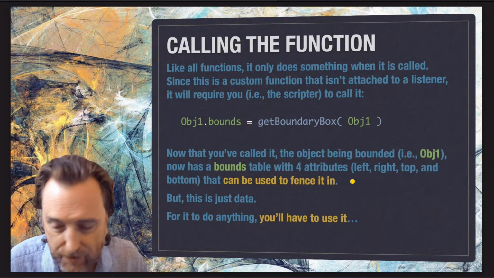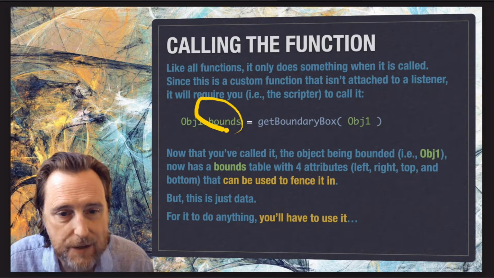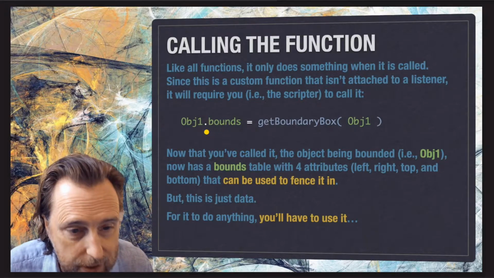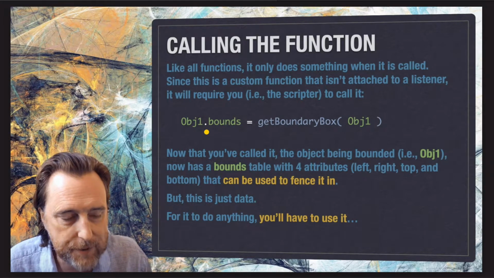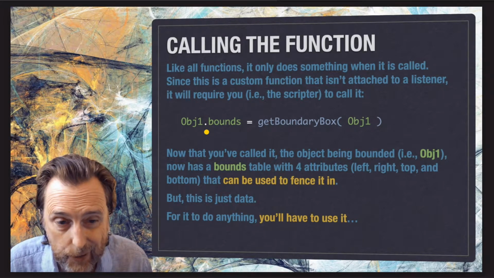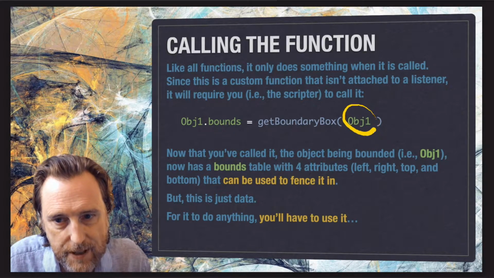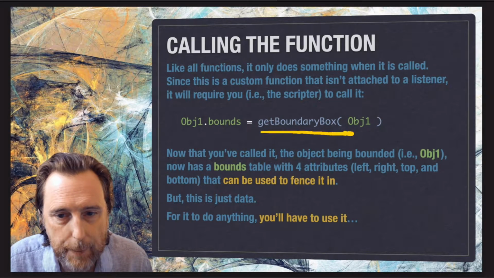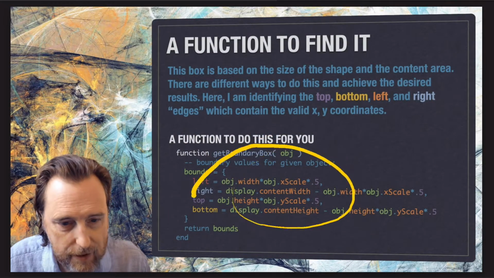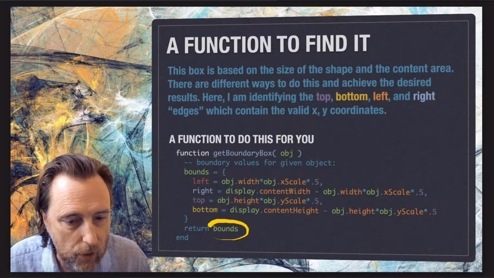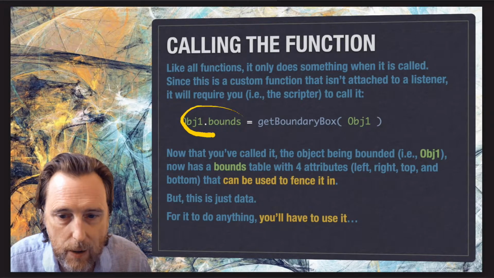This is one of these really neat features of Lua: we can just add new attributes to a table by doing it. So what I'm doing here is adding a bounds attribute, it's a table, to object 1. Object 1 is the star. So the line of code is object1.bounds equals getBoundaryBox(object1). I'm sending object 1 to the function getBoundaryBox, which will do all of this math and then return the result, which gets stored here into object1.bounds.